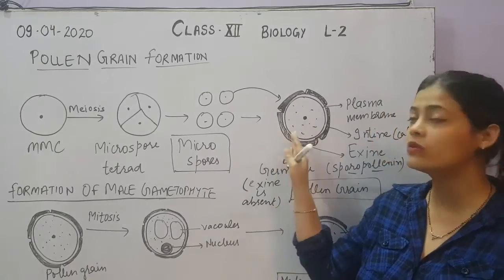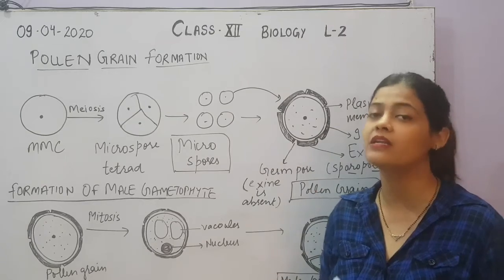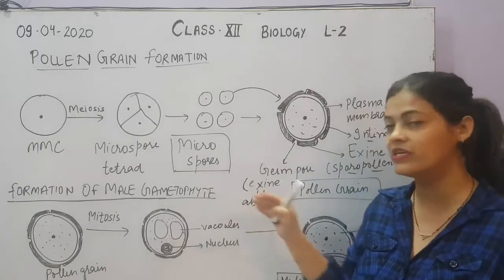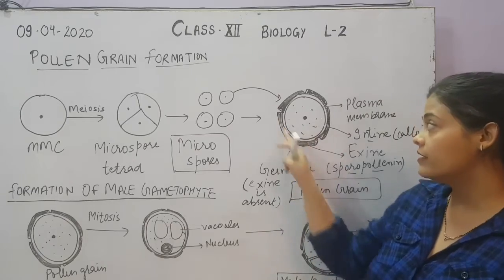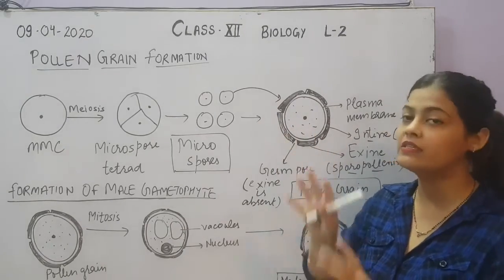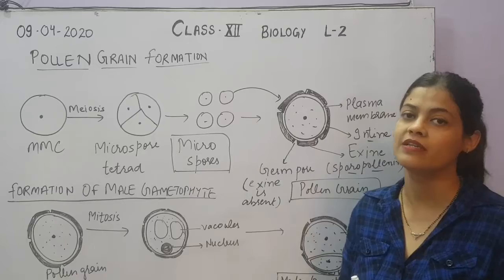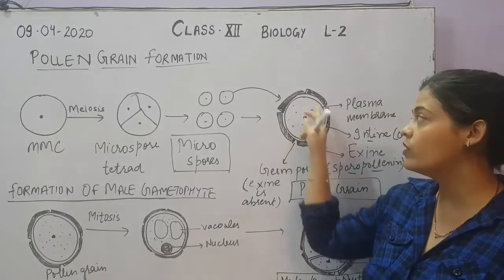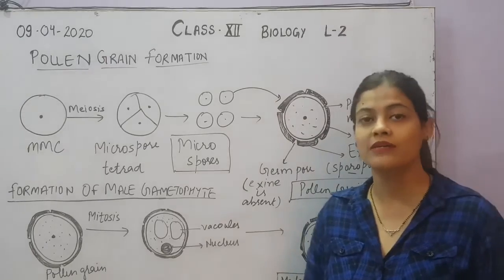Now till now this is just a pollen grain. It doesn't have male gametes in it. Male gametes will be formed later, we will discuss later. This pollen grain has only a single nucleus in it, no male gamete. But later when the male gamete is formed, it will reside inside the pollen grain.